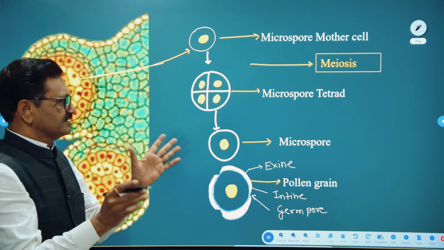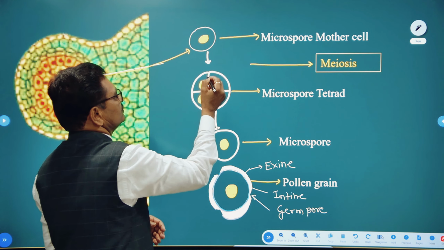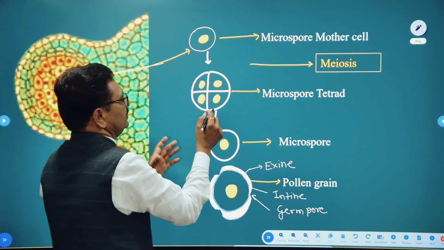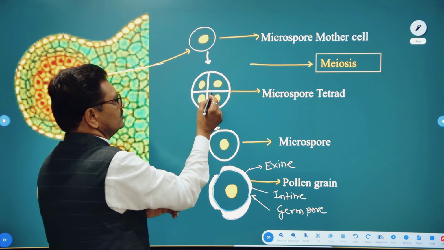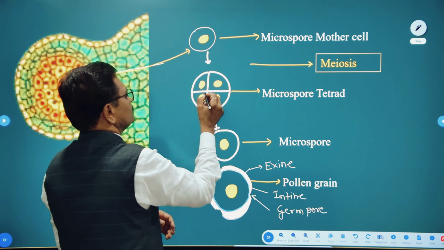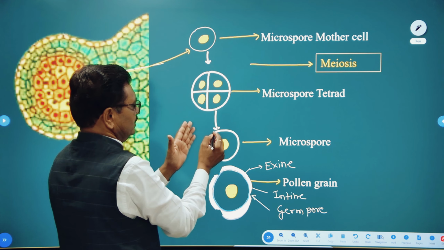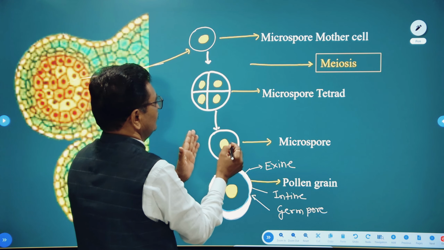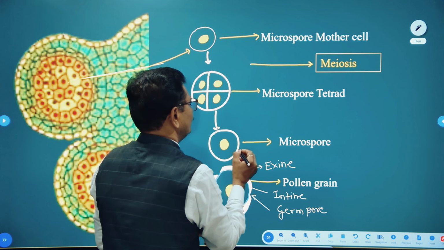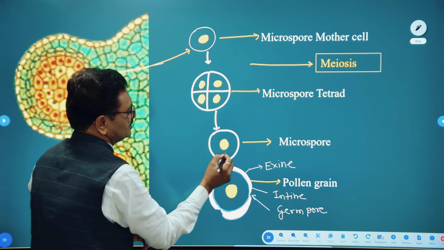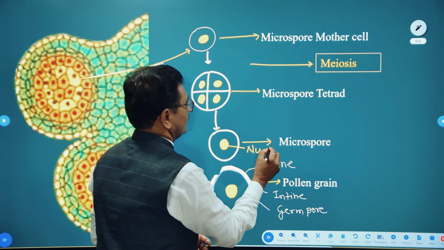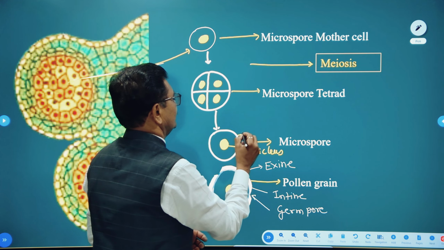Meiotic cell division means reductional cell division, and from a single microspore mother cell you can see the formation of 4 microspores. Initially, it is in the form of a tetrad. So this is called a microspore tetrad. So there are 4 microspores. They are connected to each other. After that, after maturity, they get separated, and then you can see the formation of 4 microspores. In a single microspore, if you see the structure, there is a nucleus. This is the nucleus, and this is the microspore wall.